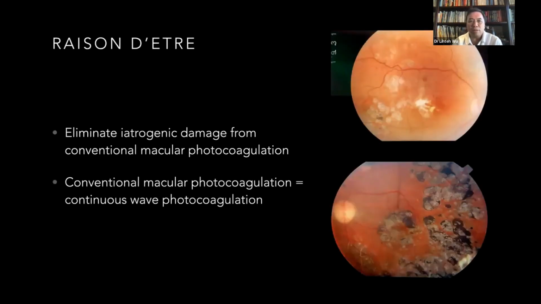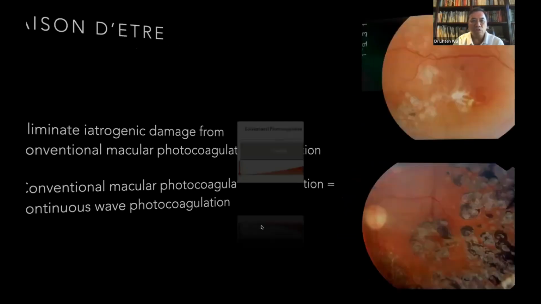So why are we talking about this? You can see here, this is a patient that had laser photocoagulation, macular laser photocoagulation, a diabetic patient. And you might say, wow, these are really big burns. But in essence, these were done with the ETDRS protocol, small burns that over time expanded. So the purpose of subthreshold laser is to eliminate the iatrogenic damage from conventional macular photocoagulation. And here, when we talk about conventional laser photocoagulation, I'm referring to continuous wave photocoagulation.